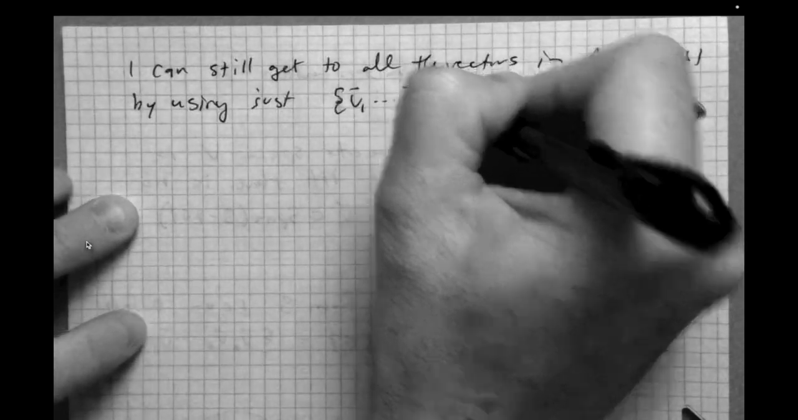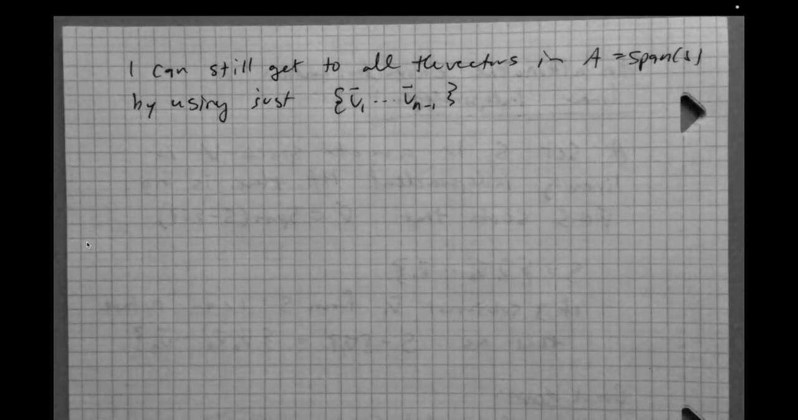Right, so that Vn vector really truly is redundant. That's sort of what linear dependence means. It means you've got a redundancy. There's something else that you don't need.